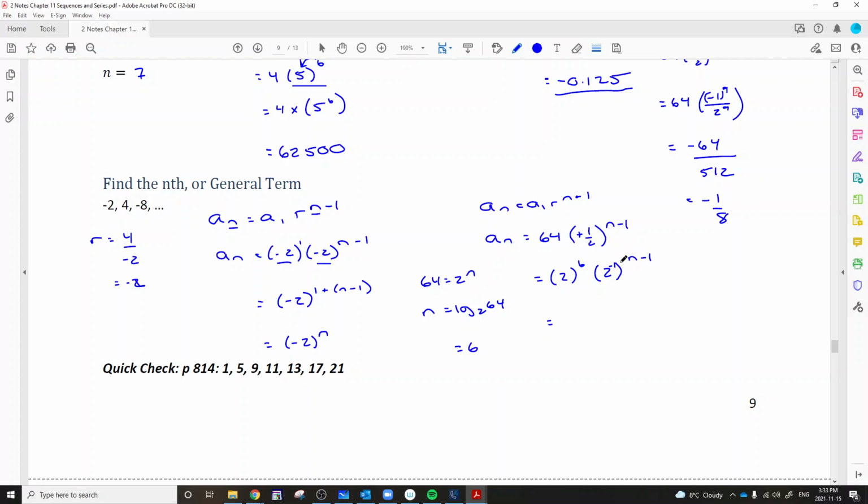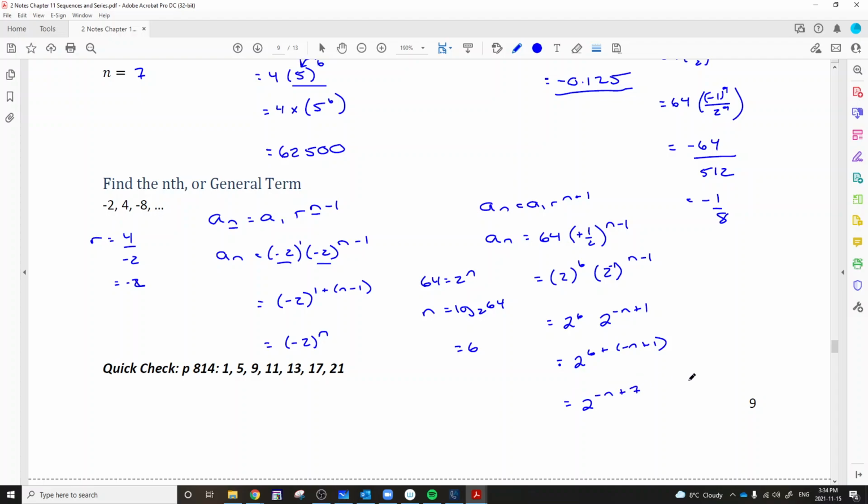So now I'm going to apply my power rule. I'm going to multiply these powers, so I end up with 2 to the 6 times 2 to the negative n plus 1. Now when multiplying powers of the same base, you add the exponents. So for this one, you'd end up with 2 to the negative n plus 7.